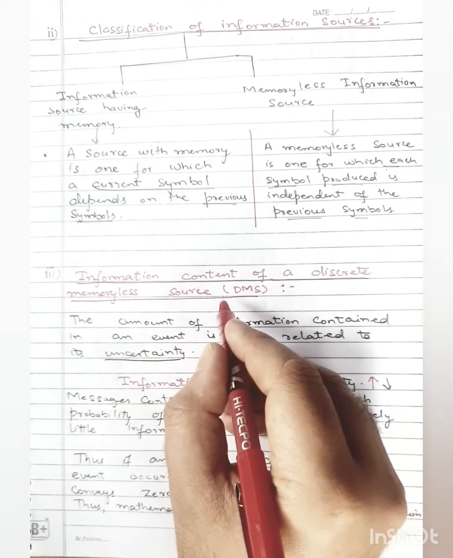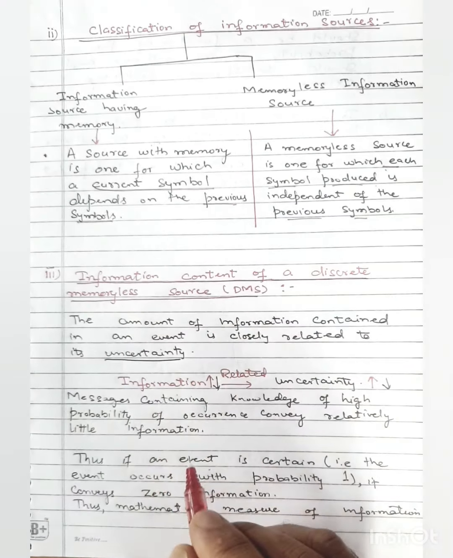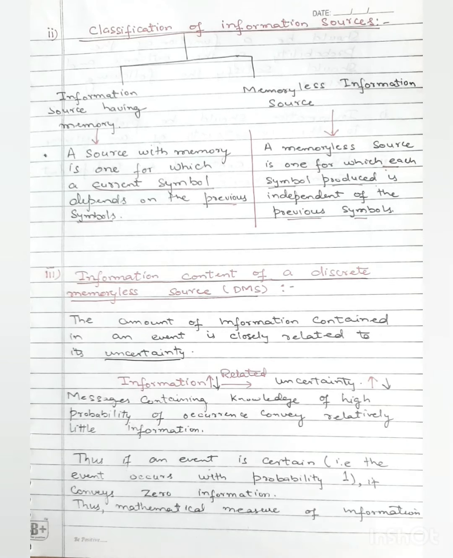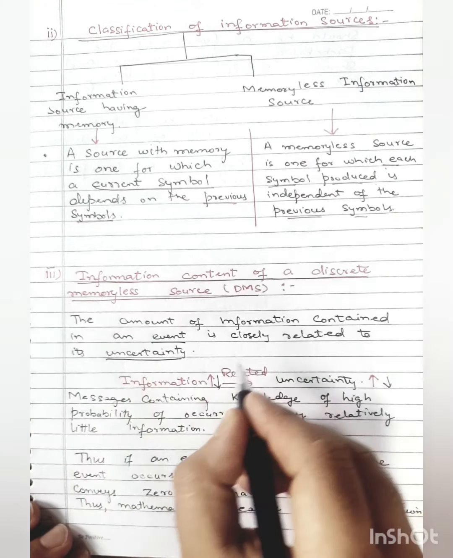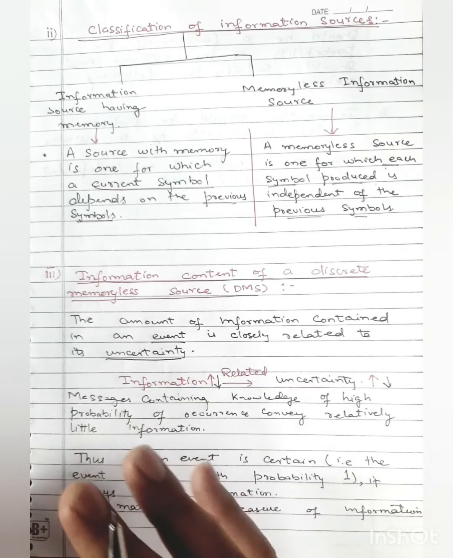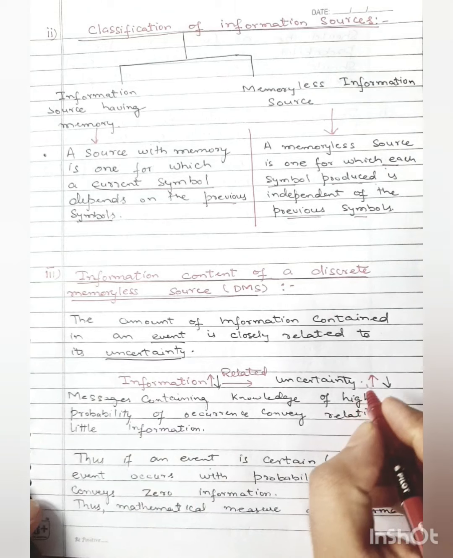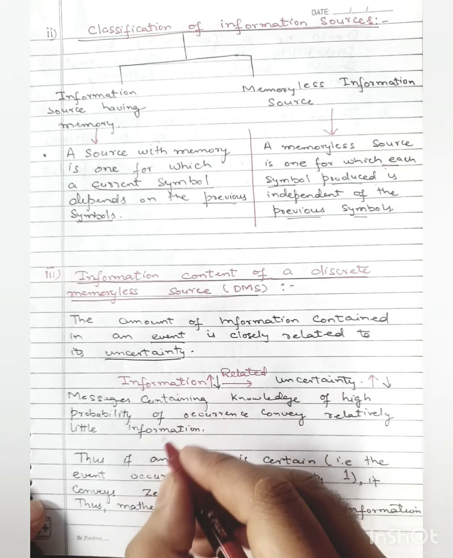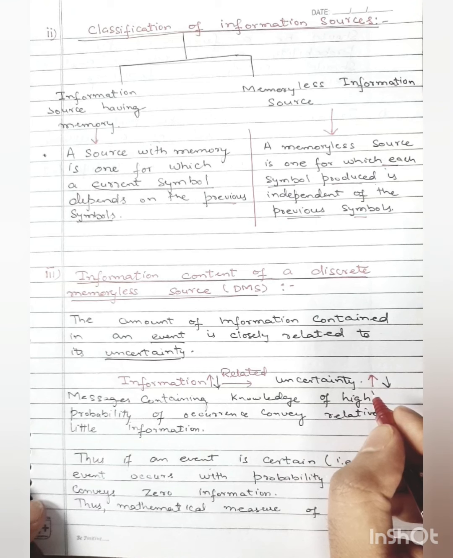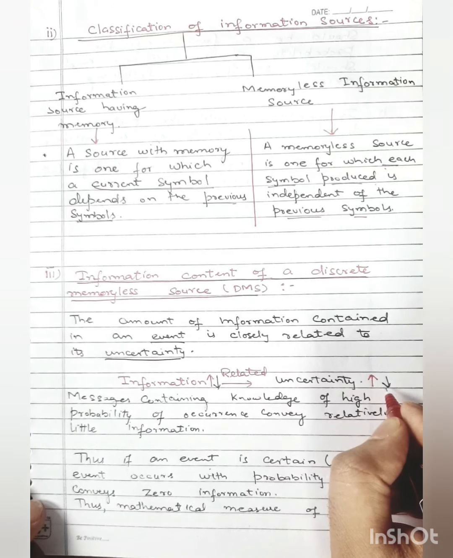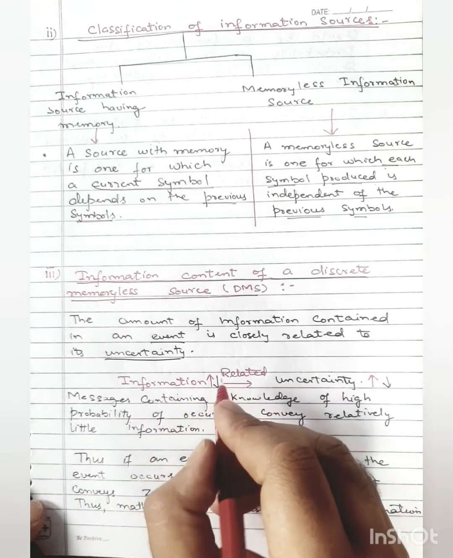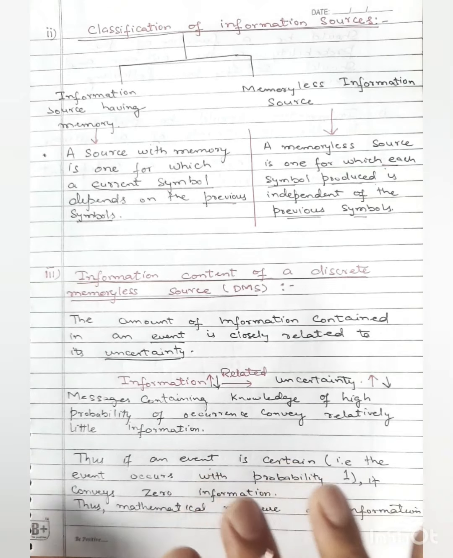Another topic which we will discuss is the information content of a discrete memoryless source. The amount of information contained in an event is closely related to uncertainty. That means if uncertainty increases, information will be more. If the uncertainty associated with an event is very little, that means you are more certain about the event, then it contains very little information. That means information is directly proportional to uncertainty. As uncertainty increases, information increases.